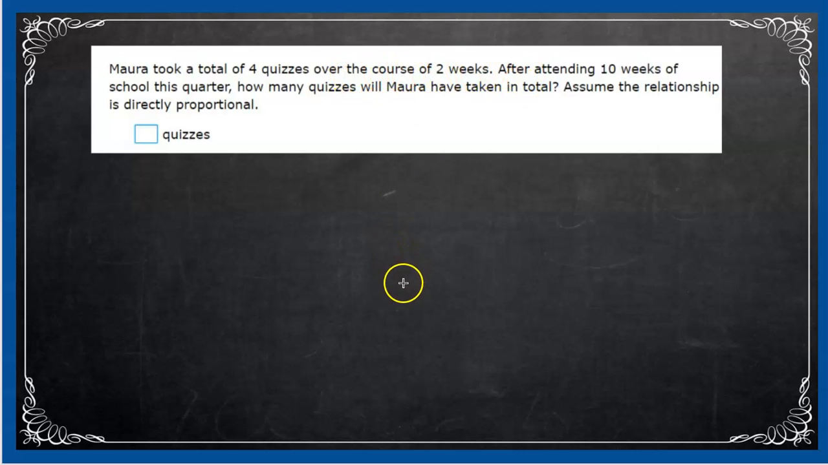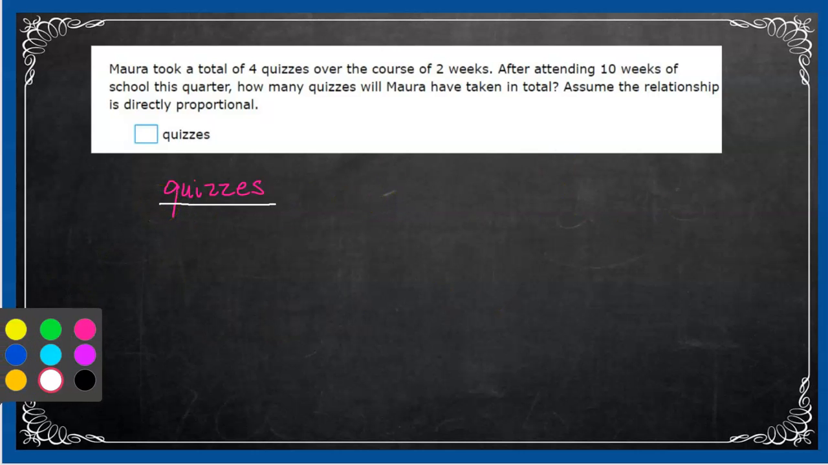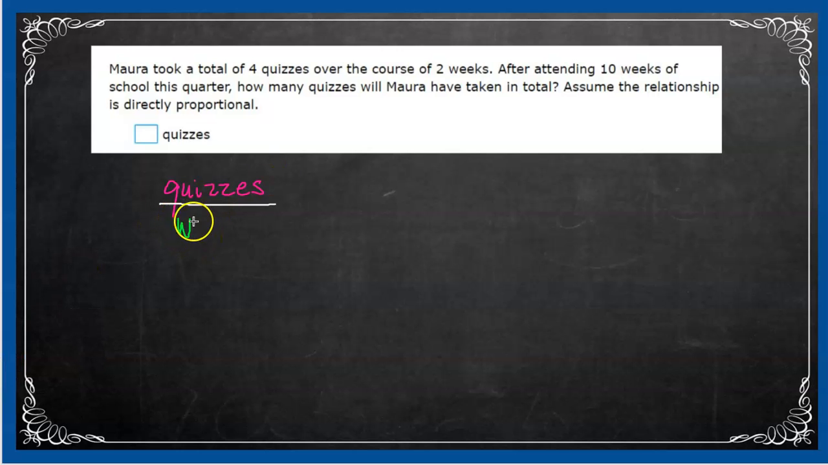Okay, so there's my ratio. There's my first ratio. So 4 quizzes in 2 weeks. So let's just think about this. We're going to be asked how many quizzes will she have taken in 10 weeks. Okay. And then we're also told that it's proportional, which means the two fractions will equal each other. So let's think about this. I want to make sure that I put quizzes, let's say, in the numerator. And it wouldn't matter which way you did it. You just have to make sure all your fractions are the same. And let's put the number of weeks in the denominators.